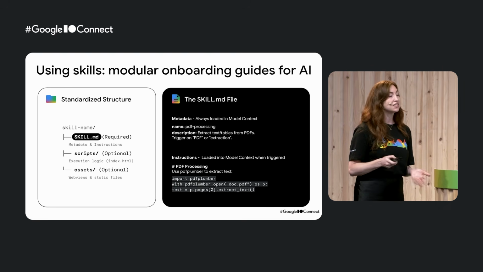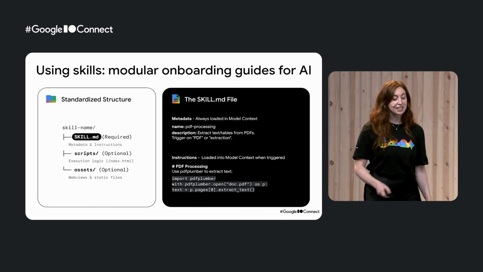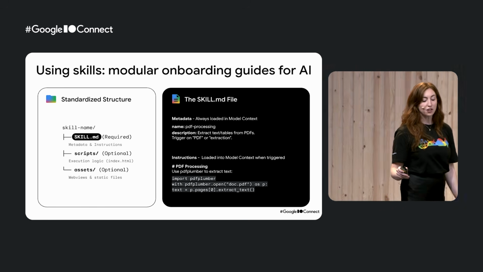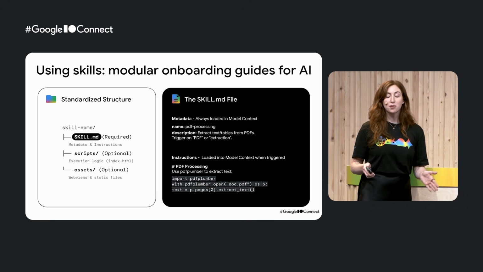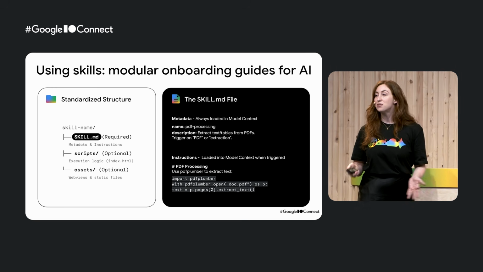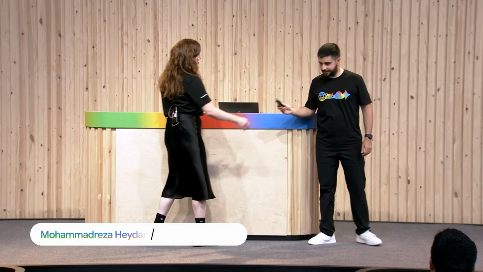So next, let's look at the format of a skill. A skill is a directory containing instructions, executable code, and reference materials. It's organized like an onboarding guide that you might give to a new team member. So Reza, why don't you help us dive deeper into skill architecture? All right, thank you, Erin.